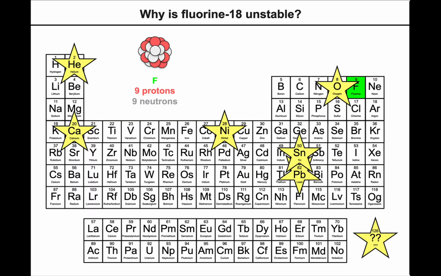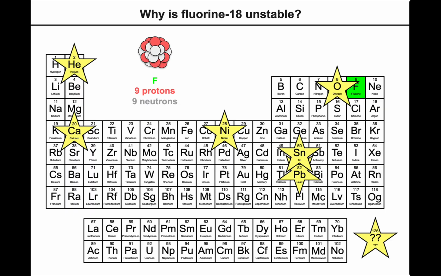And what is a magic number? 8. 8 is very, very stable, very, very favorable, very desirable, but we have 9 of both. If you're a fluorine and you have 9 protons and 9 neutrons and you are right next to this magic number 8, you're looking over at the oxygen saying, wow, you have 8 protons and 8 neutrons. That's great. I have 9 and 9. That is sort of a problem for this fluorine.